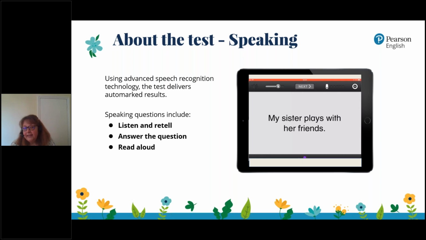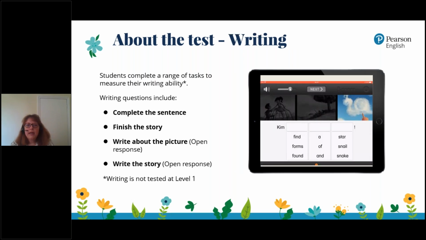They could be asked to listen to a story and then repeat the story in their own words, which tests their productive skills, or they could be asked to answer a question. So again, a range of questions that will look at the vocabulary, the grammar, the ability to structure sentences. And then that's auto-scored. All of the skills are auto-scored, including writing.